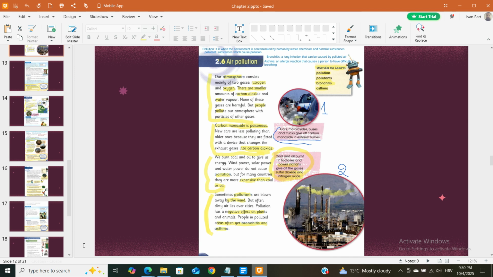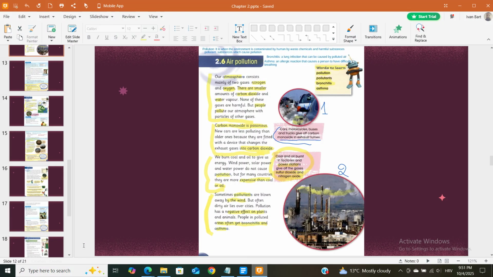Carbon monoxide is poisonous. New cars are less polluting than older ones because they are fitted with a device that changes the exhaust gases into carbon dioxide. We burn coal and oil to give us energy. Wind power, solar power and water power do not cause pollution, but for many countries they are more expensive than coal or oil. Sometimes pollutants are blown away by the wind.